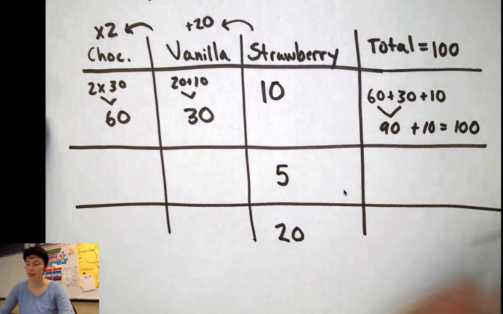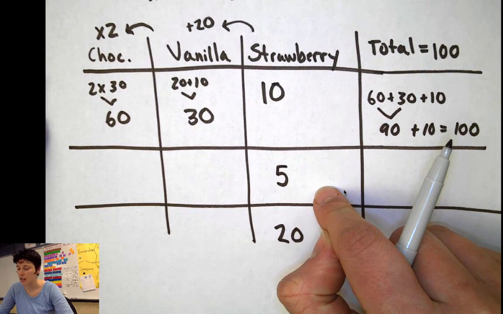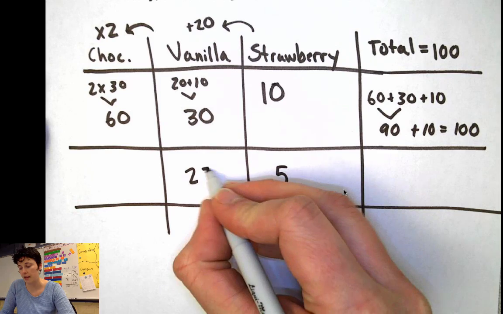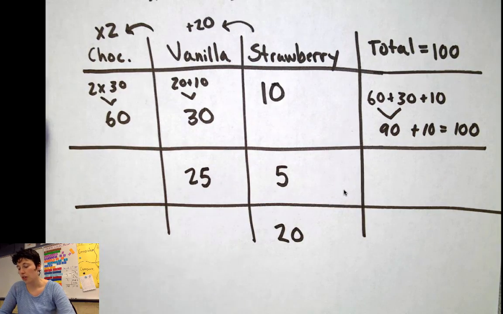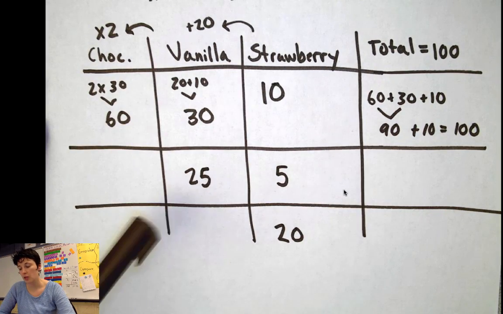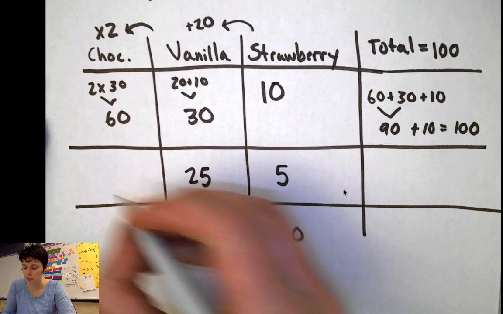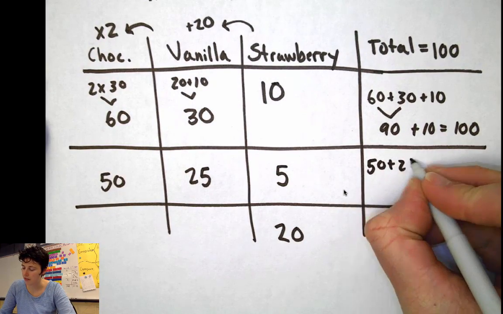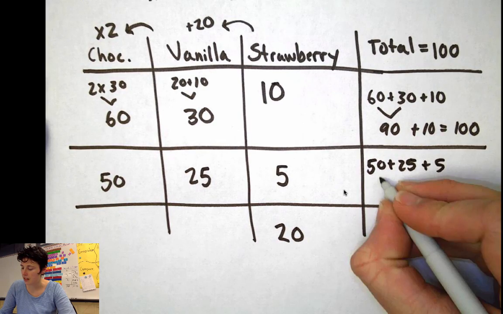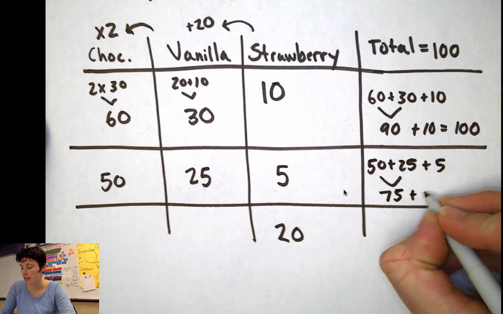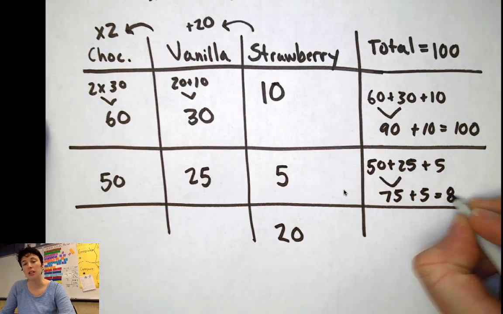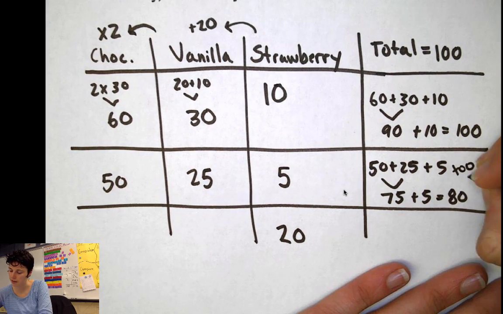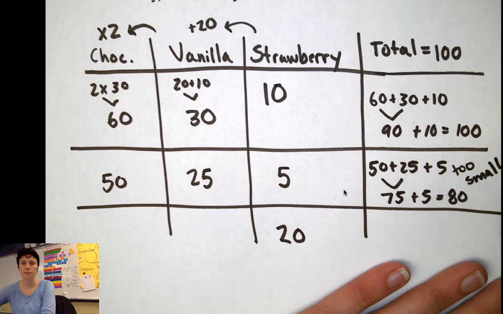Now, if there had been 5 strawberry students, vanilla is 20 more than that, so 20 plus 5 is 25. And chocolate is twice vanilla, so twice 25 would be 50. And if I add that up, 50 plus 25 plus 5, that's 75 plus 5, that equals 80, and we needed 100 students. So this is an example of a too small guess, which I'm going to write over here.